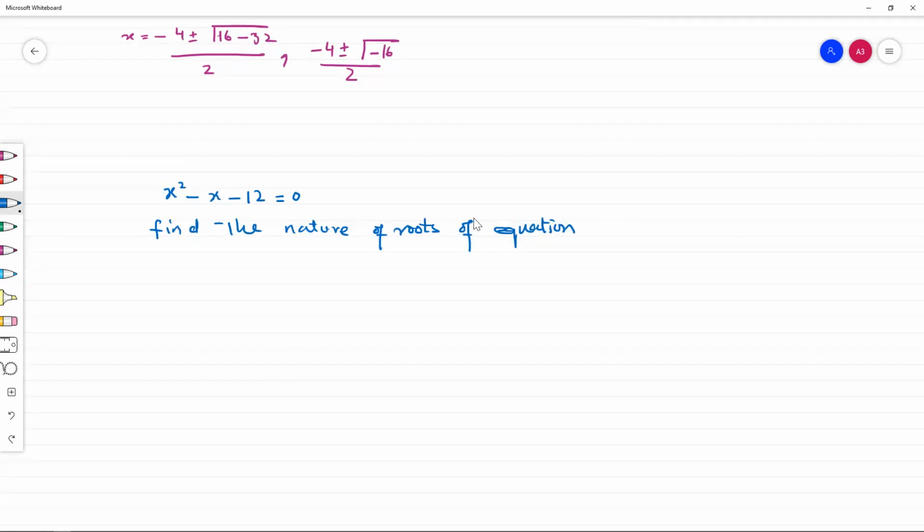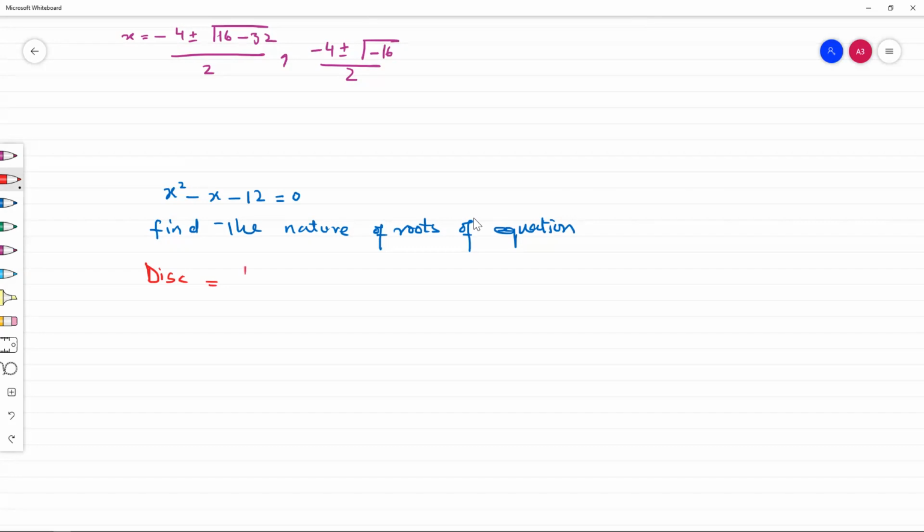He's not asking about the roots of the equation, he's just asking about the nature of the roots. It means we don't have to use the entire formula or factorization. We just tell him how many roots will exist for this equation. So we just use the discriminant, which tells us about the nature of the roots.